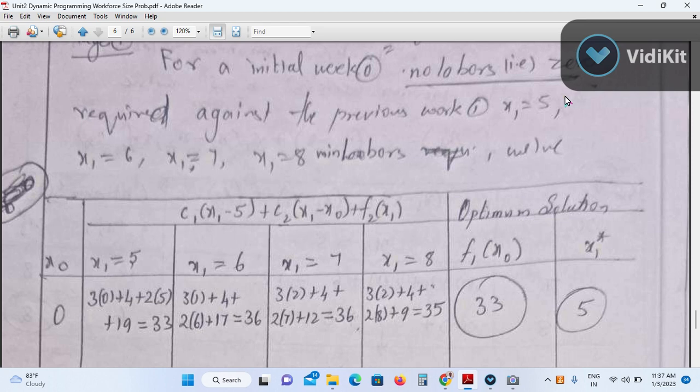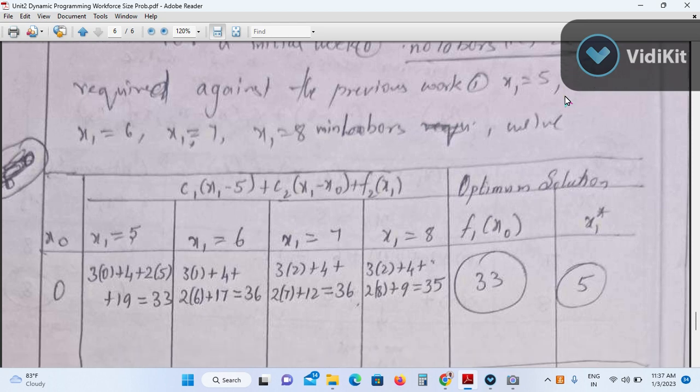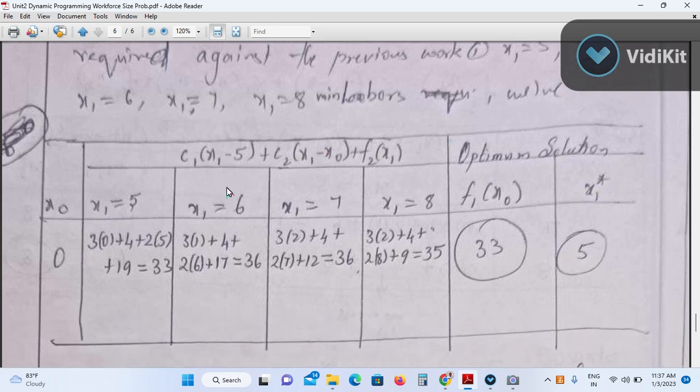So in this case, again, you'll put the formula here. You'll observe this case, right? This is the first week, 5, 6, 7, 8, and in the initial week there are no laborers required, therefore we will put 0. So substitute all these values and you will get 33, 36, 36, 35. So the optimal, that is the minimum, is 33. It is given by x1 equal to 5.